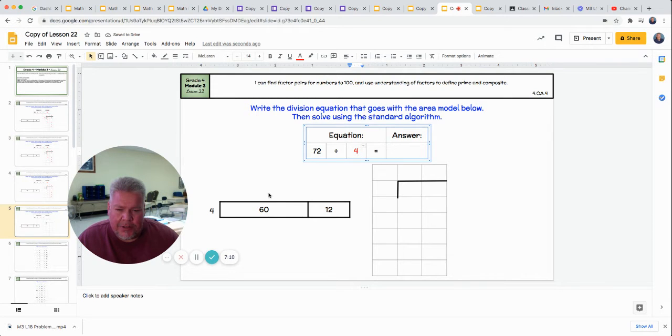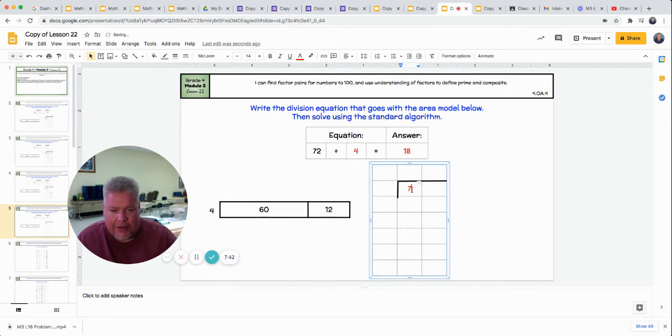All right. How many 4s are in 60? That's kind of a hard one, isn't it? Can you think of what that would be? 4 times 15 is 60. You might not have known that. This is a harder way to do it. 15 and 12. How many 4s are in 12? 3. 3 times 4 is 12. So we've got 15 and 3 more. 15 plus 3 would be 18. It's a little hard one to solve in the area model, isn't it?